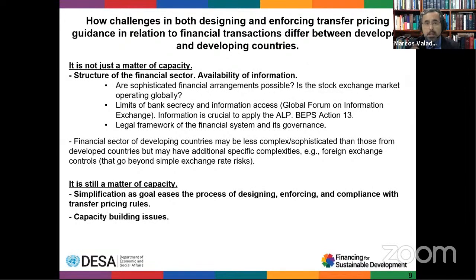So having simplification measures in the legislation is very important for developing countries. It may not be that important for developed countries. Maybe it can be, but it's not as important as it is to developing countries. So simplification measures are very important, and also capacity building. Even though we have safe harbors or simplification measures or more training in APAs and dispute resolution methodologies, capacity building is still very important for developing countries.